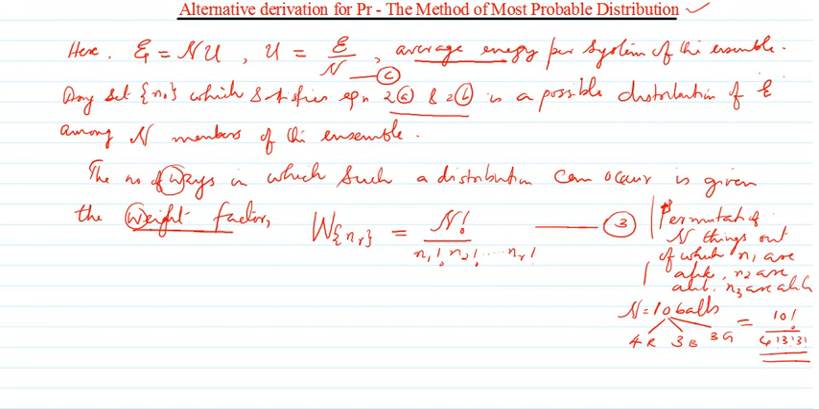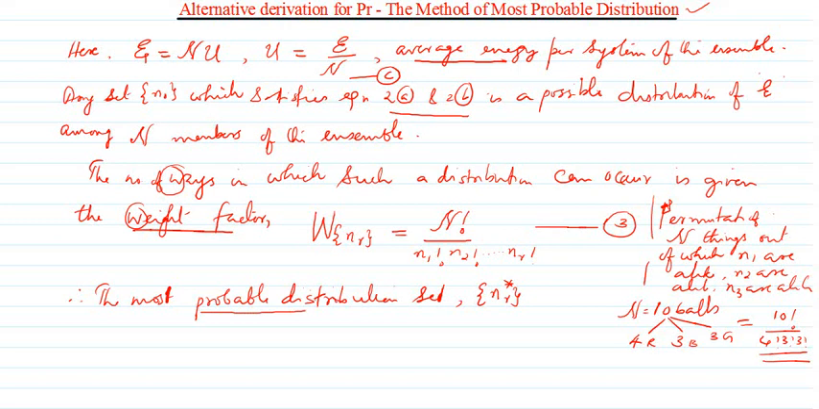Now, what we are supposed to find out is the most probable distribution. We are supposed to find out the most probable distribution set. Therefore, what will be the property of the most probable distribution set? Let me represent the most probable distribution set by the set NR star. I'm representing the set NR star as the most probable distribution set. We are interested in the most probable distribution set.